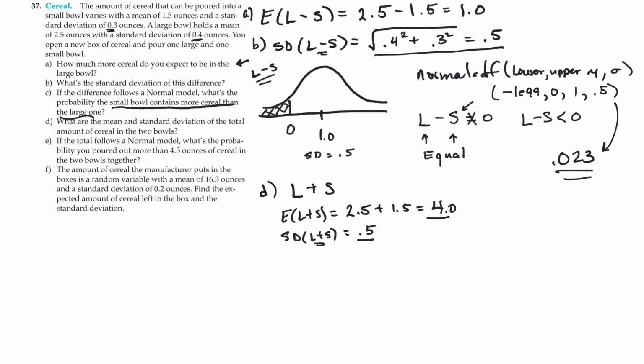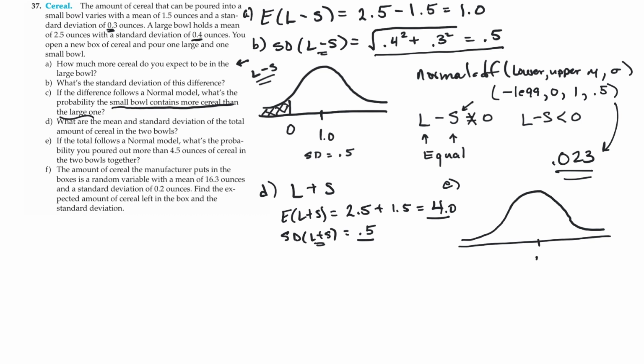Okay, and we are going to go in and take that to answer question E. If the total follows a normal model, what's the probability that you poured out more than 4.5 ounces of cereal? This one's a lot nicer than part C because it tells us exactly what to do, right? So for part E, we're going to draw that normal curve.